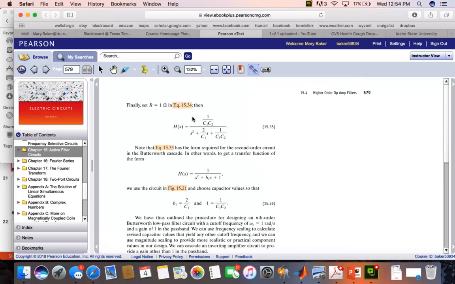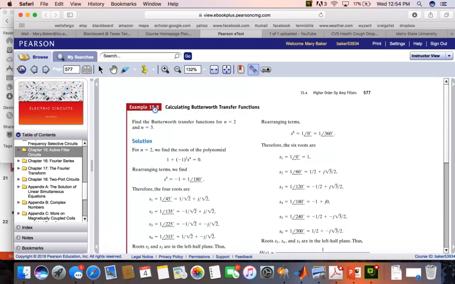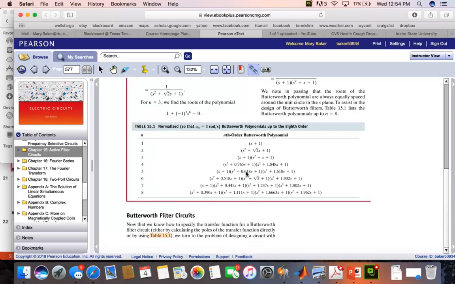So first of all, setting R equals 1, we eliminate R from the equation, and then we can let 1 over C1C2 equal 1, meaning we have a transfer function that looks like this. And in this case, 1 over C1C2 is 1, and then b1 is 2 over C1. So b1 is going to be the number that you see in this middle term of this Butterworth polynomial, whichever one it is you're choosing to implement.